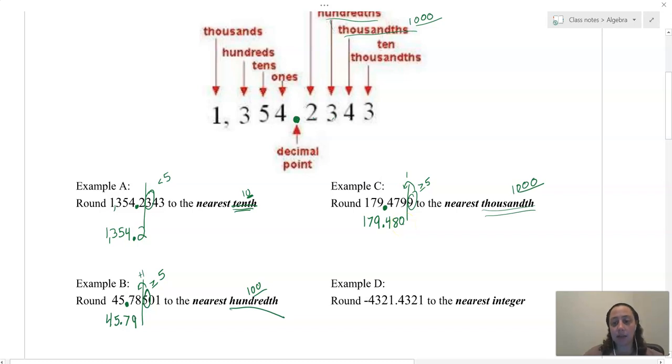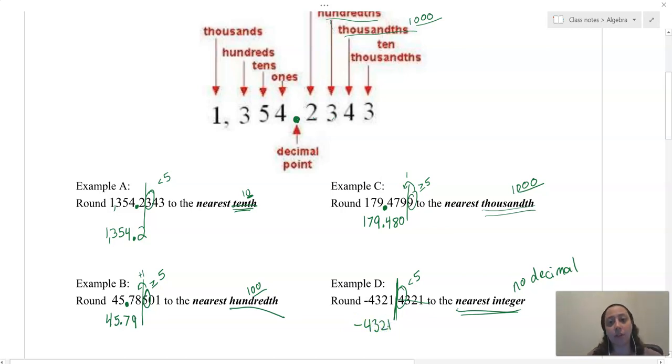Okay, and lastly, round to the nearest integer. When it says this, it means no decimal. So we're going to cut it off at the decimal. Now I look at the next number after I cut it off, 4. That's less than 5. It's a small number. So I'm going to cross everything out and just leave the beginning part.